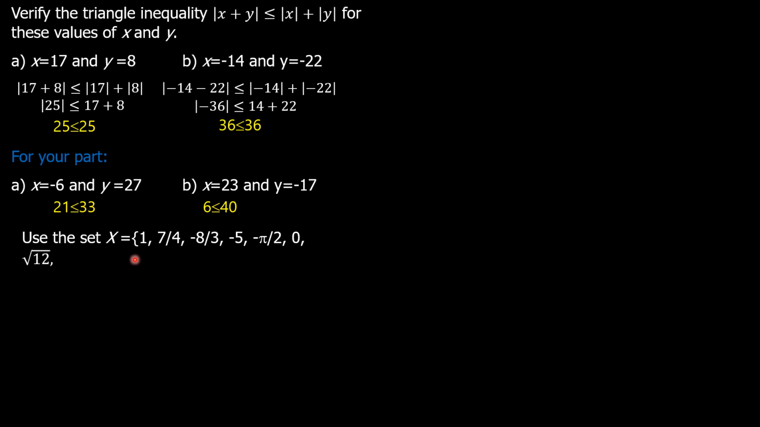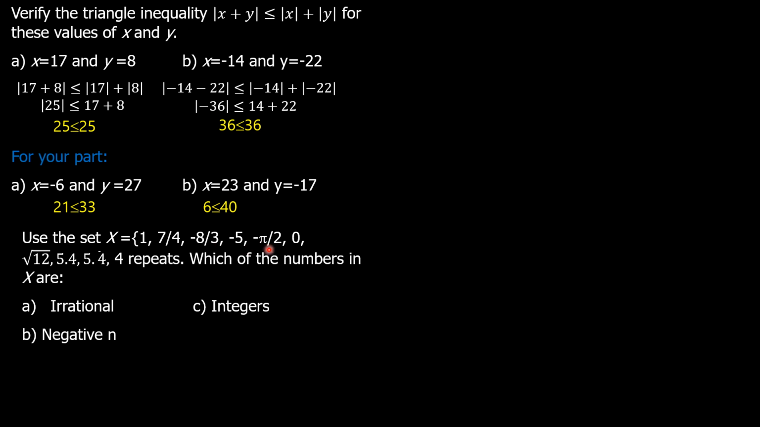Then use the set X with elements 1, 7 fourths, negative 8 thirds, negative 5, negative pi over 2, 0, square root of 12, 5.4, and 5.4 with a bar above the 4, meaning 4 repeats. Which of the numbers in X are irrational? Irrational numbers are non-terminating, non-repeating decimals.